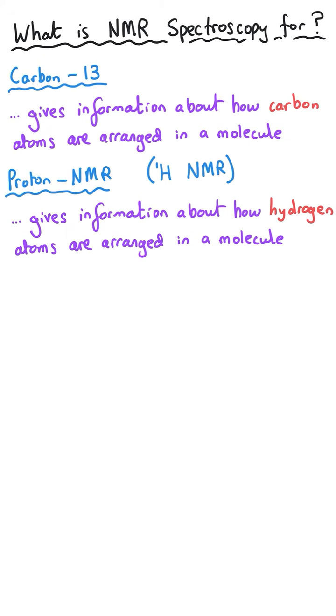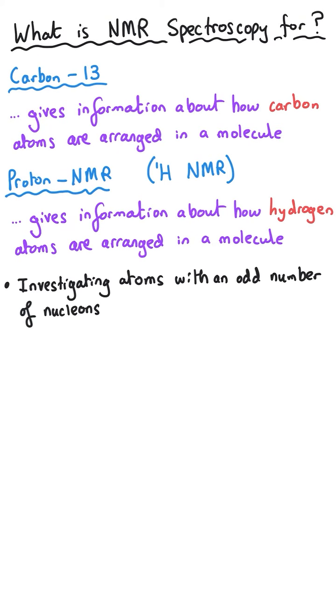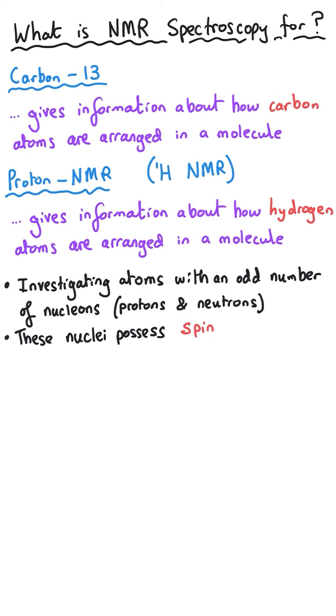There are other types of NMR that you don't need to know about for A-level chemistry, but what those types have in common with carbon-13 and proton NMR is that the nuclei under investigation have got an odd number of nucleons. That means an odd number of protons and neutrons in their nucleus, and this gives rise to a property called spin. The nuclei of carbon-13 and hydrogen-1 have spin, and that means that they have some interactions with magnetic fields that we're going to explore.